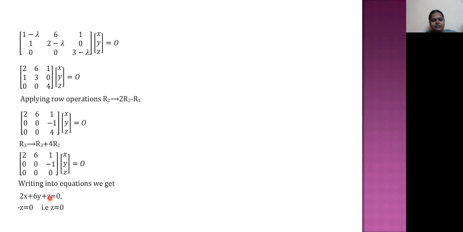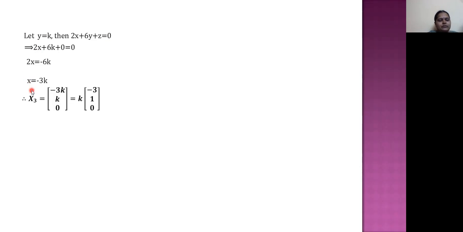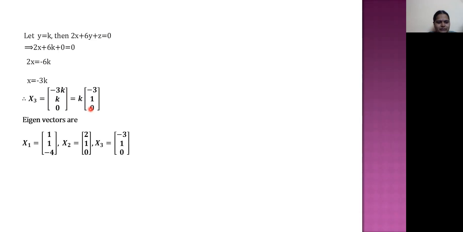So now again we will take y or x as k. We are taking y as k and substituting in the first equation. Z value 0, y value k. If we substitute, we have 2x equal to minus 6k, x equal to minus 3k. So now the third eigenvector is minus 3k, k, 0. So take out k, then we have minus 3, 1, 0. This is the third eigenvector. Now these are the eigenvectors x1, x2, x3, corresponding to 3, 4 and minus 1.